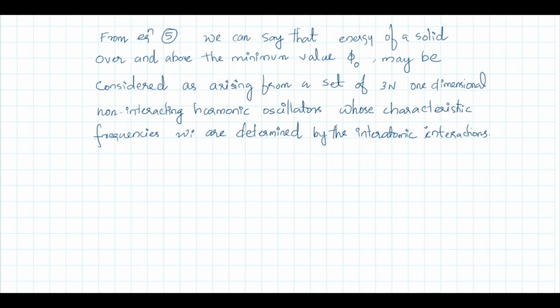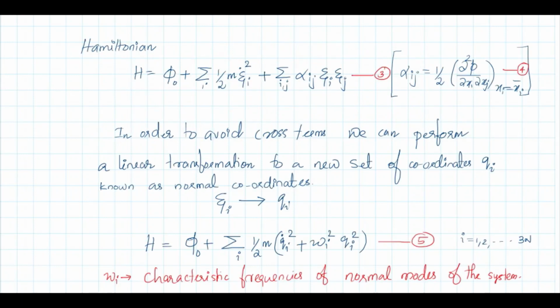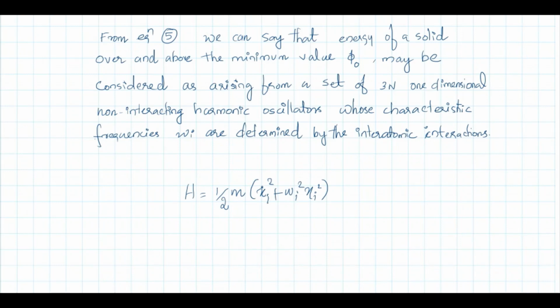We know that for a one-dimensional harmonic oscillator, we have this expression, half m xi dot square plus ωi square xi square. This is the equation for the Hamiltonian of a harmonic oscillator. So exactly the same term is here, and this i can run from 1 to 3n. So this is actually the energy of 3n one-dimensional, non-interacting harmonic oscillators. That is why this statement.